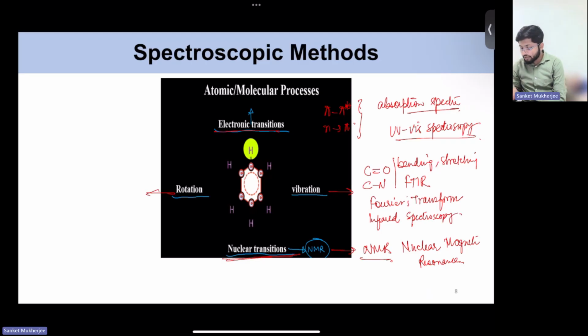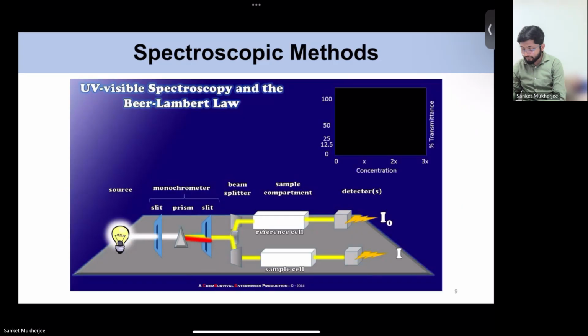Also based on rotation. So if you see the rotational angles, what we can perform is something like CD spectroscopy, or we can also perform SPR, which can also be used to see rotation. So this is the principle of UV-visible spectroscopy, and you can see the Beer-Lambert's law also.